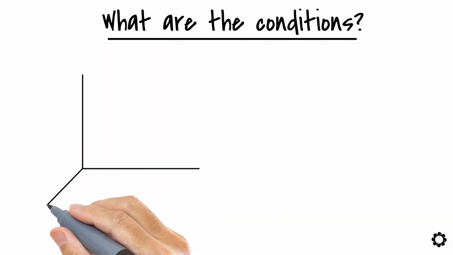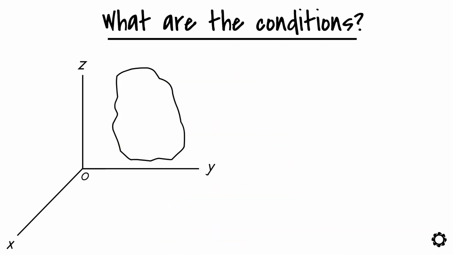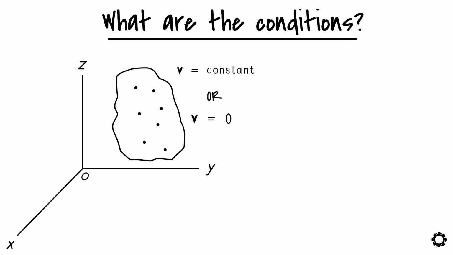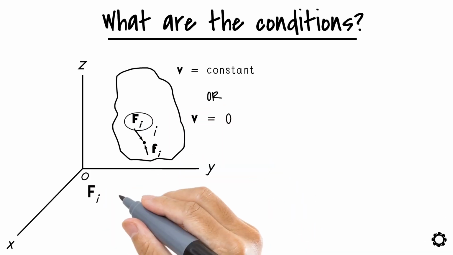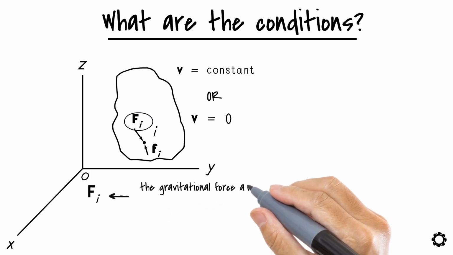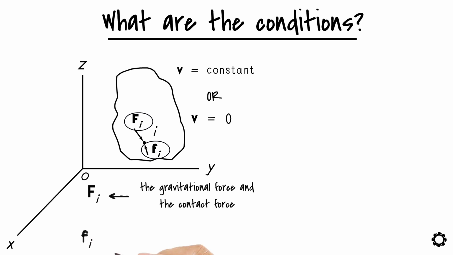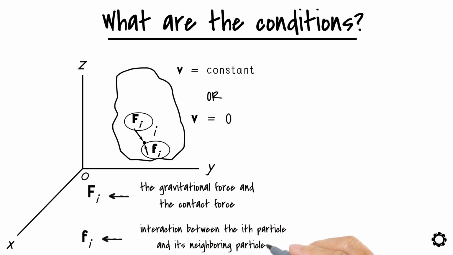Well, think of a three-dimensional rigid body which is either moving with a constant speed or is at rest. As you know, the body consists of multiple particles, but we are going to observe only one of its particles. Let's call this particle the ith particle of the body, which is subjected to two types of forces. One of these forces is the resultant external force Fi, which can be caused, for example, by the gravitational force and the contact force. Another type of force is the resultant internal force fi, which is caused by the interaction between the ith particle and its neighboring particles.